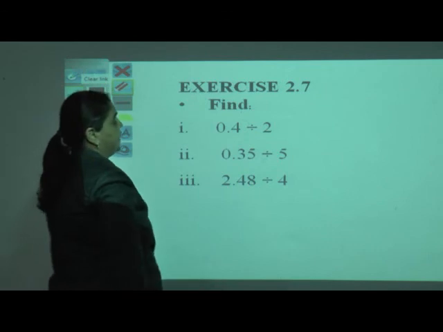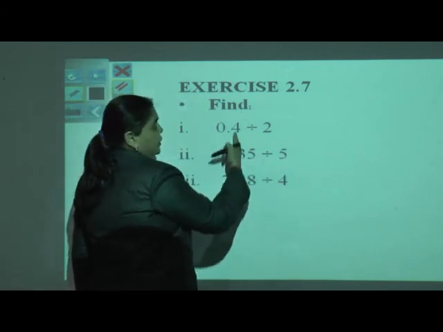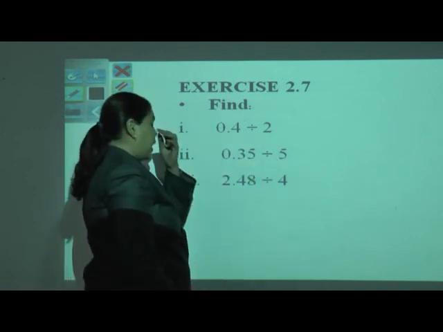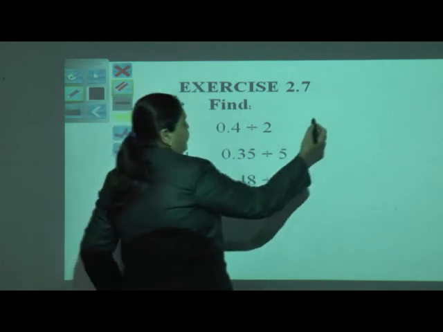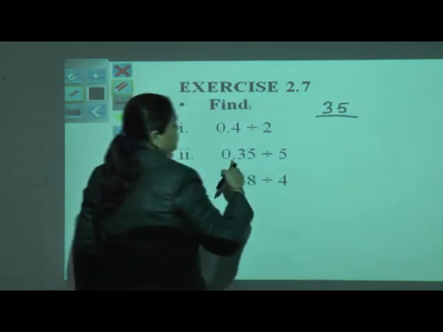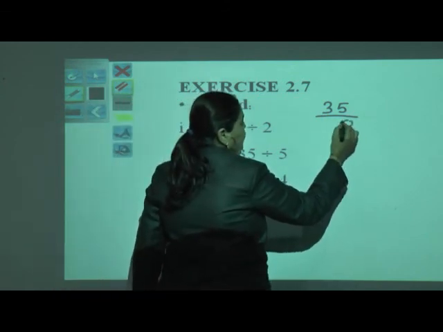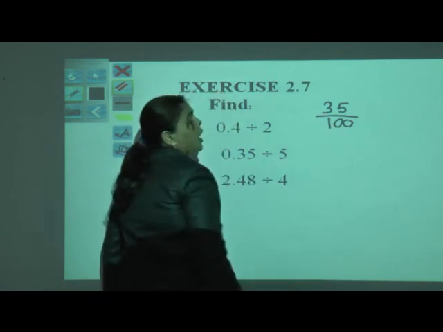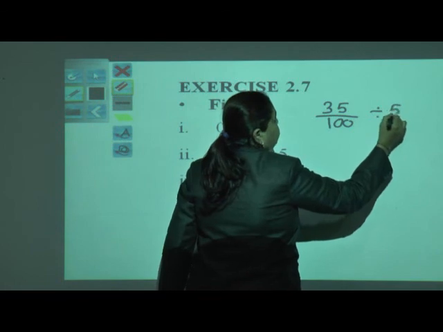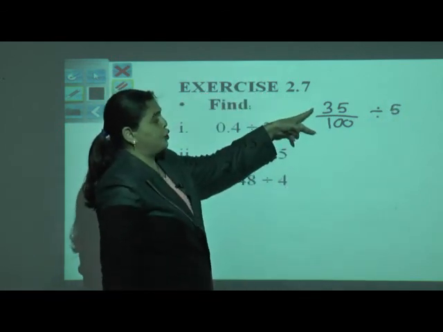Now we will see the second. 0.35 divided by 5 is very similar, only one more digit after the decimal. So we will try to solve. 35 has how many digits? 2 digits. So we write 2 zeros and make it 100, divided by 5. Nothing else was done, I just wrote this decimal in fraction form.